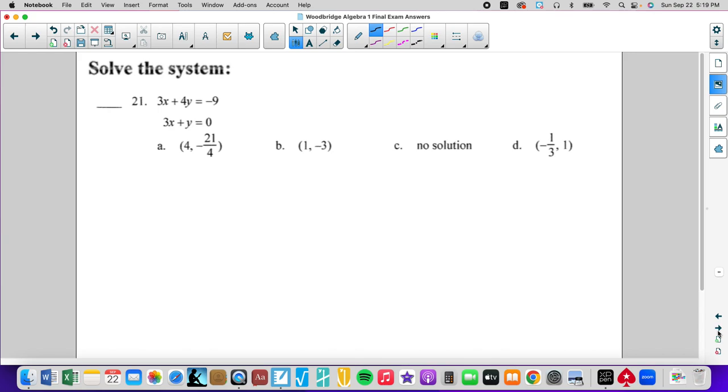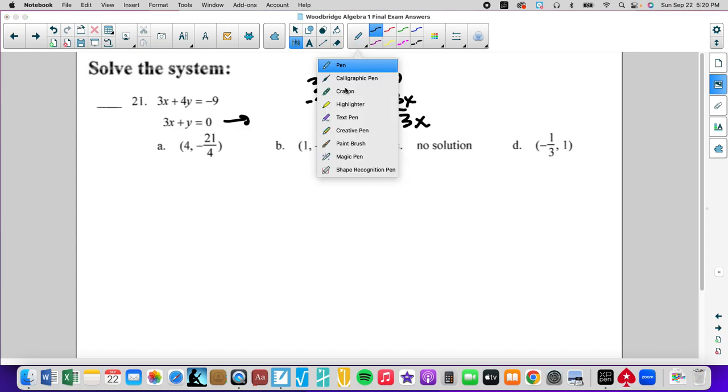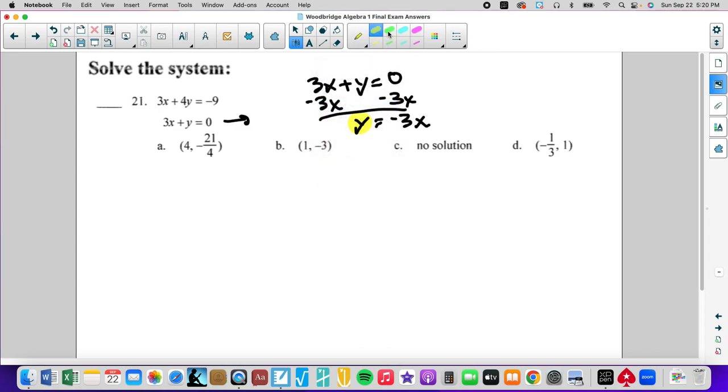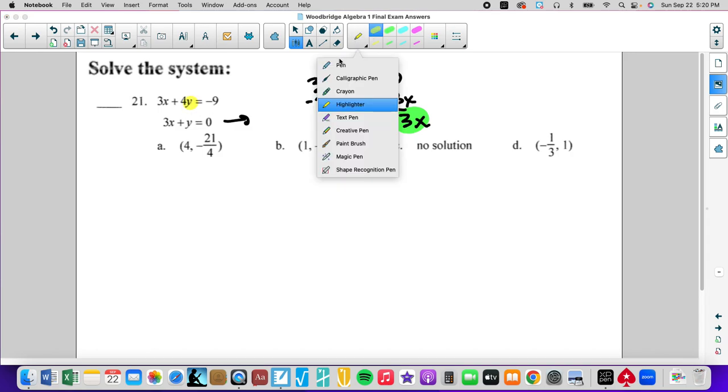All right, number 21. We again are going to solve the system. I could do elimination, but I would have to multiply by negative 1 for one of these, or I could use the subtraction technique. I'm going to use the substitution method. I'm going to take this equation, 3x plus y equals 0. I'm going to subtract 3x. And that gives me y equals negative 3x. And now I'm going to substitute this value in for y in the other equation.